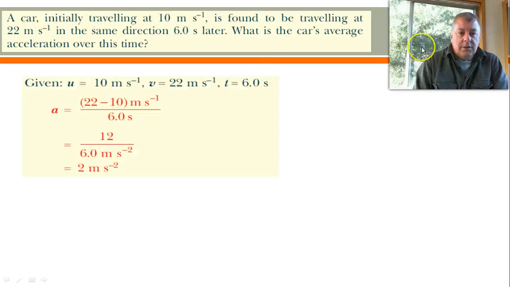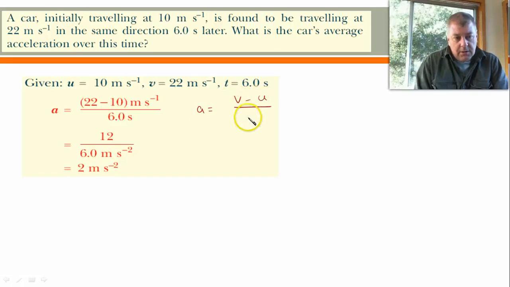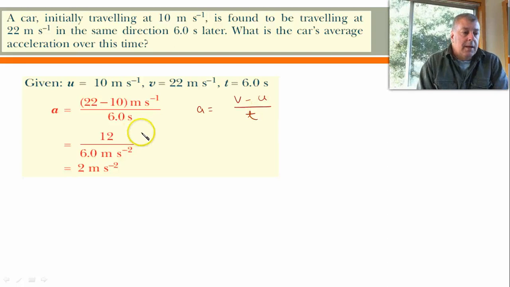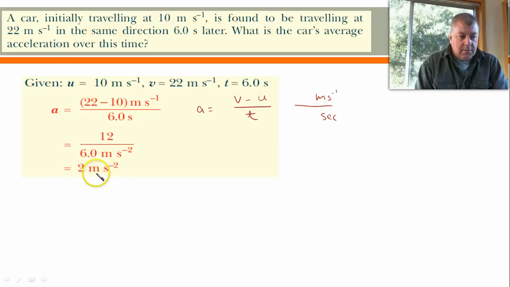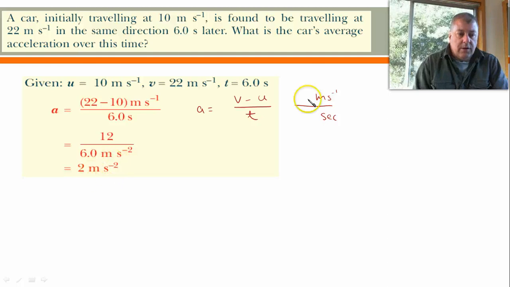The equation that they're using is A equals V minus U on T. Because the velocities are in meters per second and time is in seconds, we're going to get our unit in meters per second. Now they've just done 20 minus 10 divided by 6, and your answer is 2 meters per second to the minus 2. Fairly straightforward.